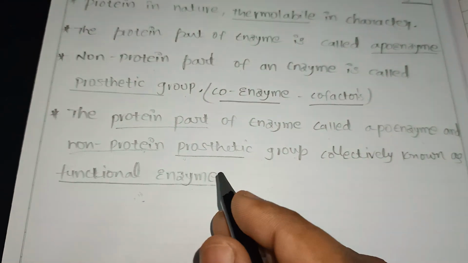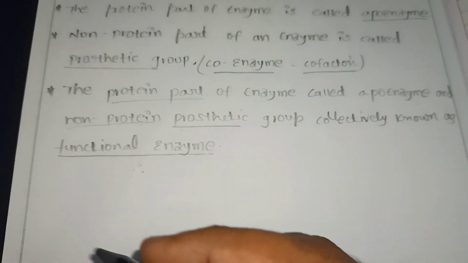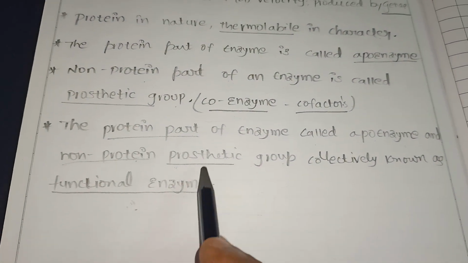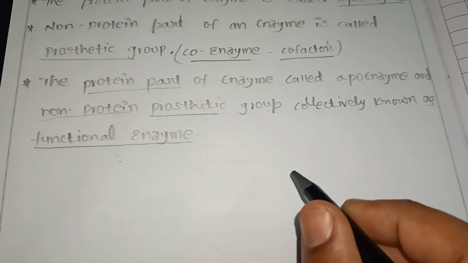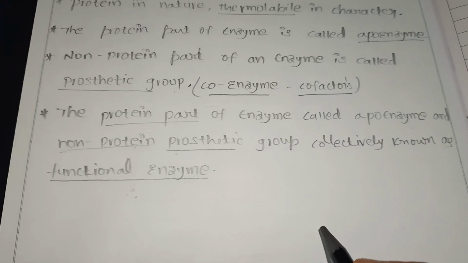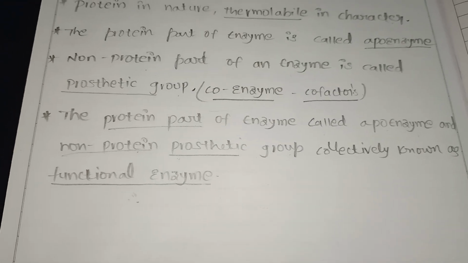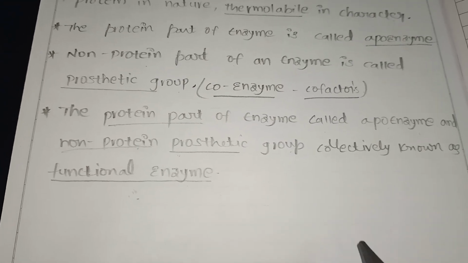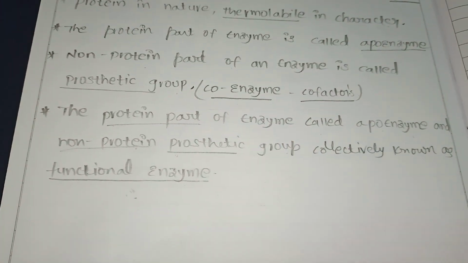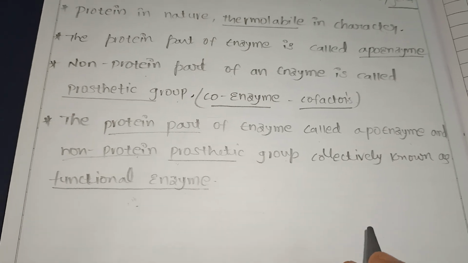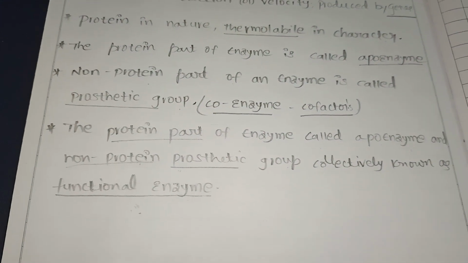Let me talk about what the protein part and the non-protein part in an enzyme are. Once I discuss this, I will discuss the definition more precisely. So what is the protein part? I already told you, enzymes are mainly made up of proteins. Proteins are also made up of amino acids. All the proteins are made up of amino acids. Amino acids are the building blocks of proteins. So enzymes are proteins, and the protein part of an enzyme is called an apoenzyme.